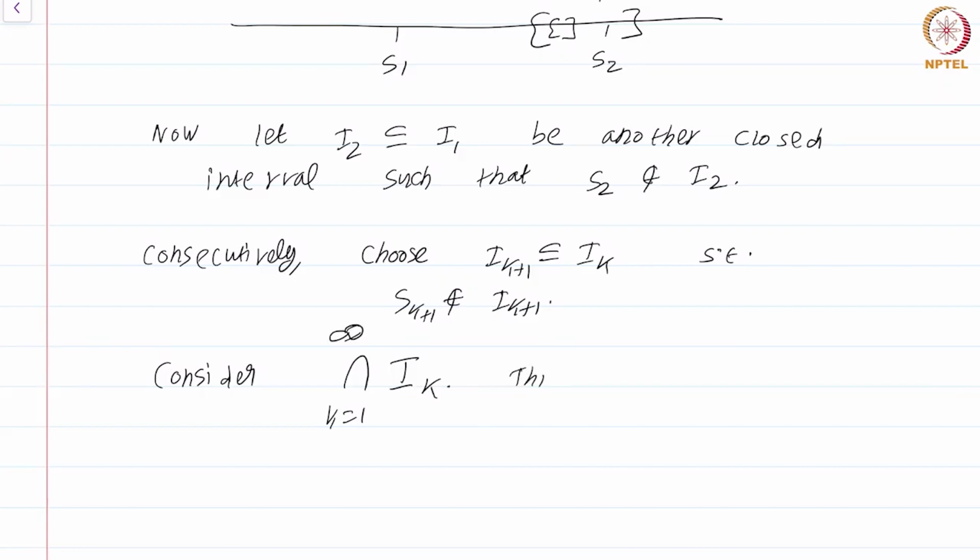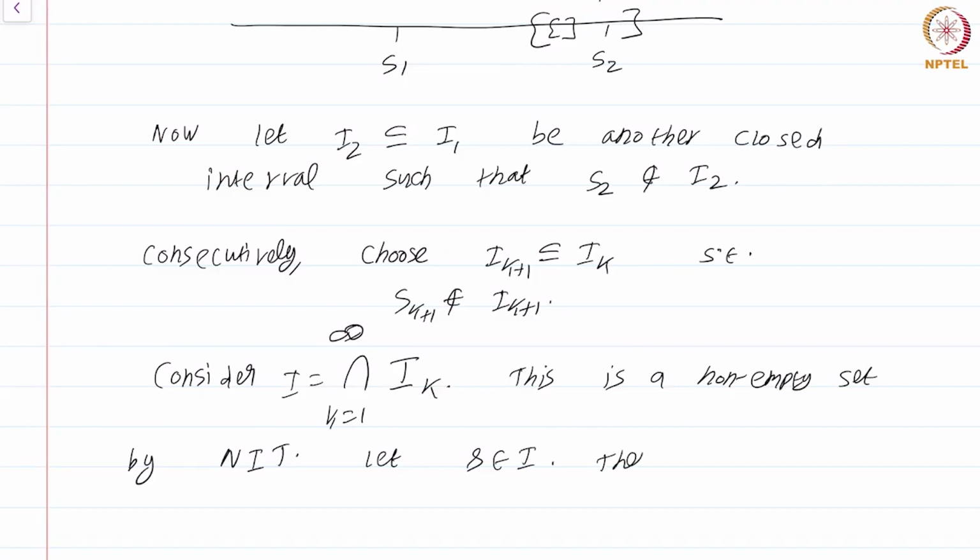This is a non-empty set, non-empty set by nested intervals theorem. Okay. Let S be in this intersection, which I'll just call I. Let S be in I. Then S is not there in this list.